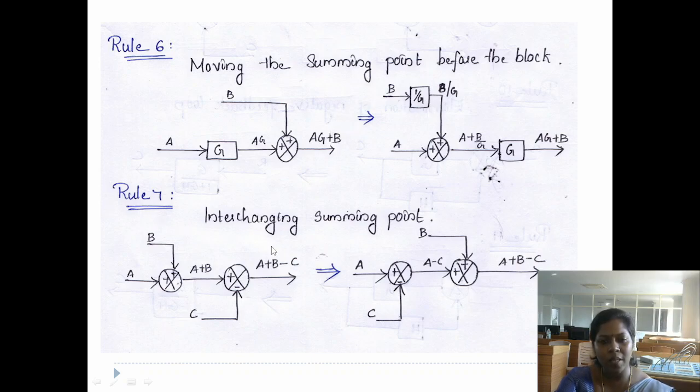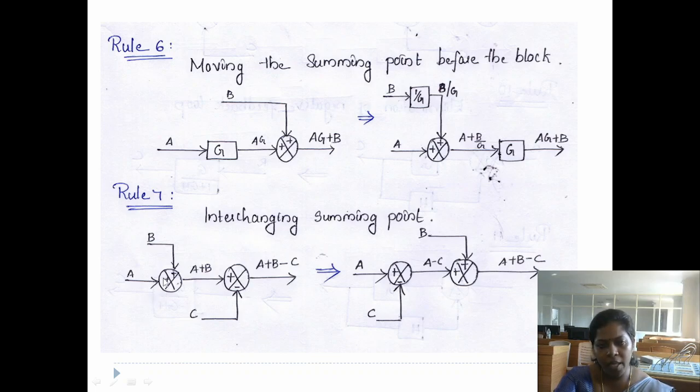Now rule number 7 is interchanging the summing points. We have two summing points and we have to interchange these two summing points. We are doing these rules to reduce the block diagram. So to reduce the block diagram, we have to apply some rules.